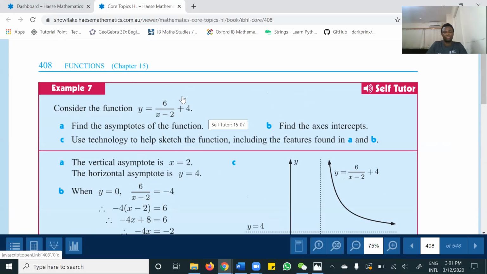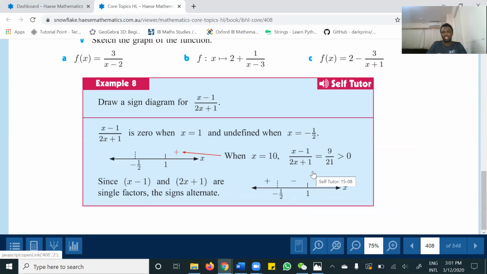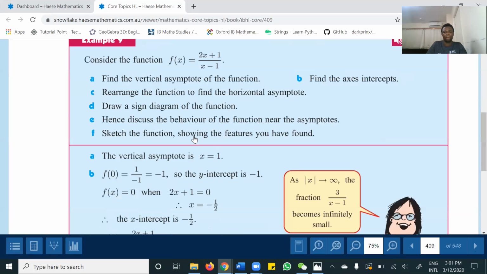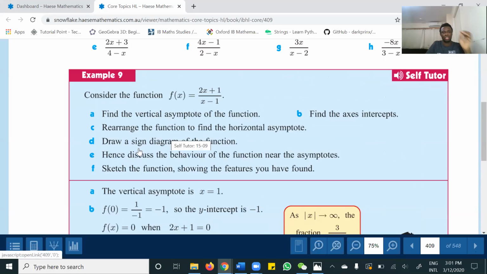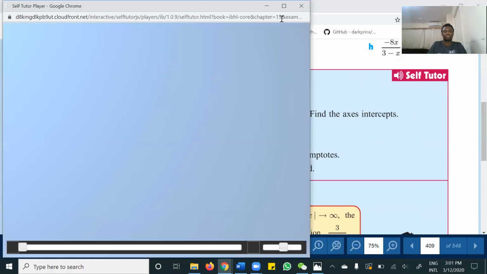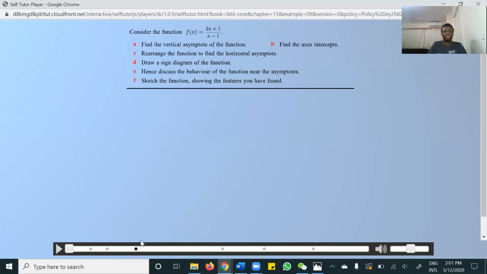Hello? Yes. All right. So because when you have it in this form, you apply limits, then you can say, oh, the equation of the horizontal asymptote is y equals 4, something like that, okay? Anyways. So the next thing is to draw the sign diagram, which you just did, then discuss the behavior of the function, then sketch the function. Now, if you're able to go through A to E, then F is very easy. Now let's listen. Are we ready? Can everybody see this? Yeah. All right.